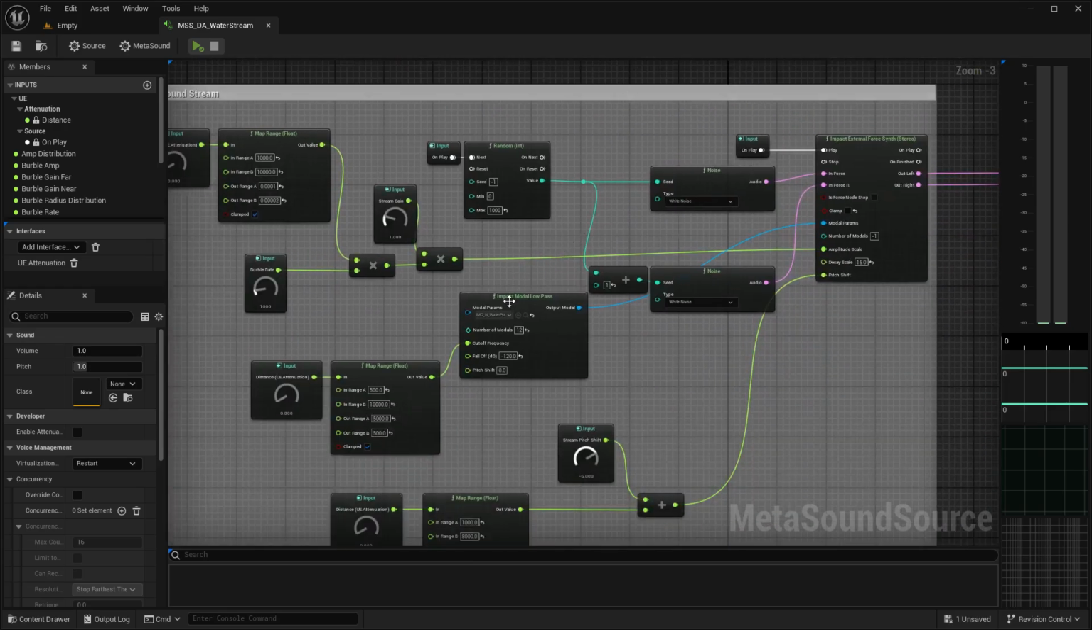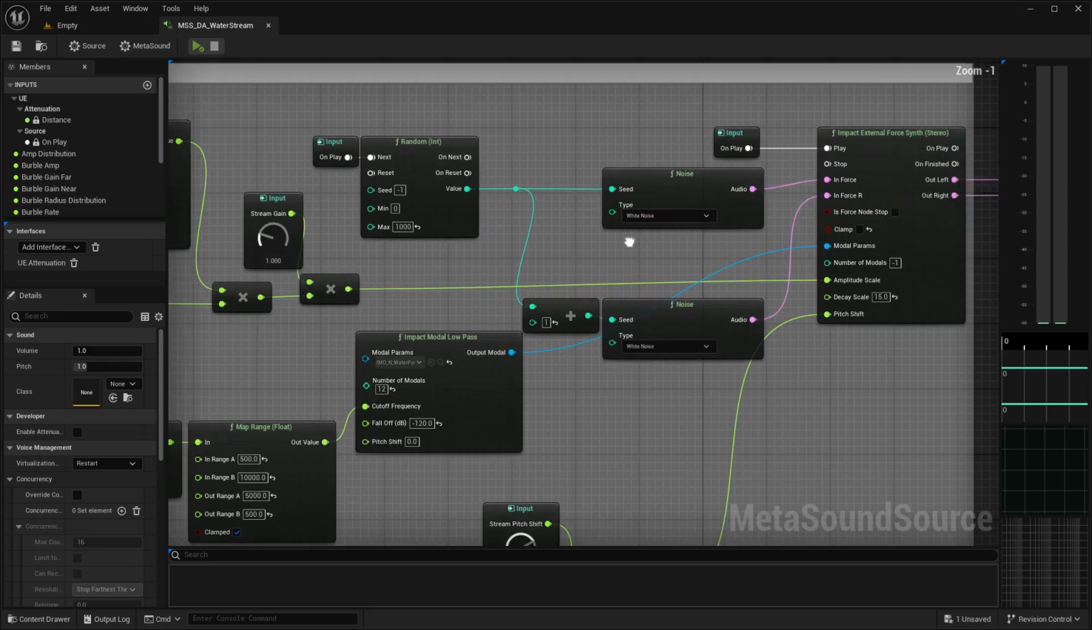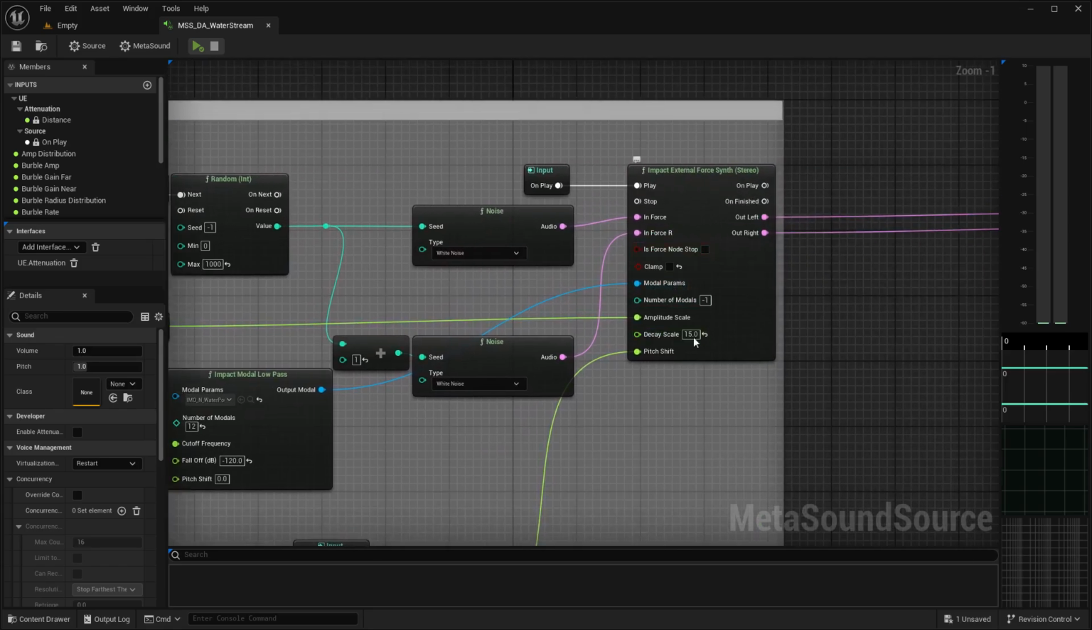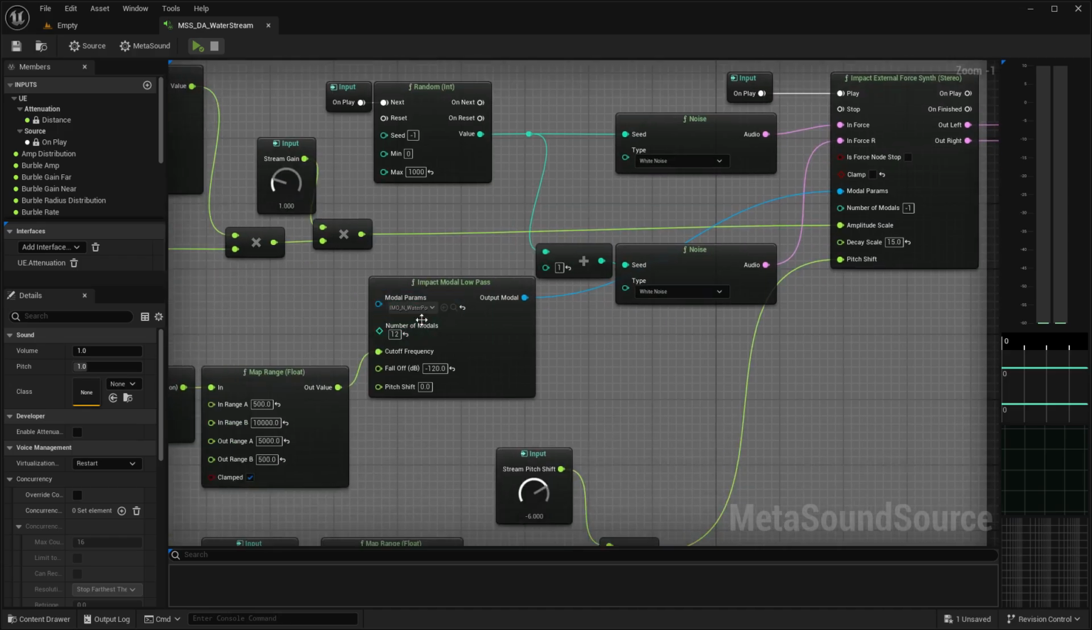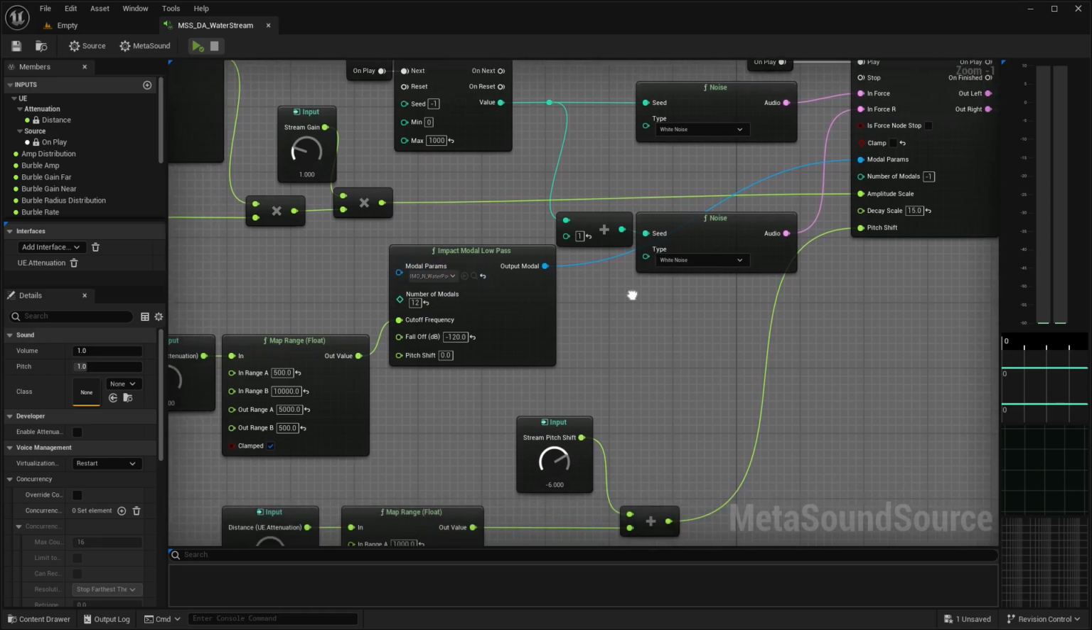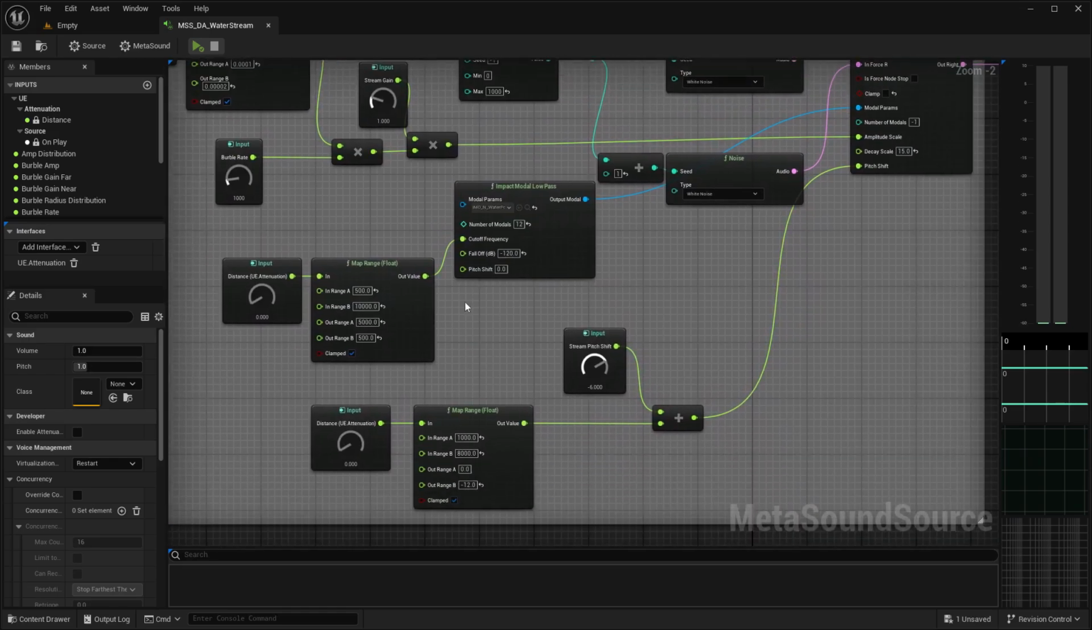The background stream is just a constant stream of noise. Obviously, it has to be wide, so we use the stereo version of the external force synth. This will give better results than using the mono node and widening it with a delay node. We want to make sure both of these nodes have unique seeds, so we add one here. The model we used here is water pour. We also filter out high frequencies and shift the pitch down at far distances.